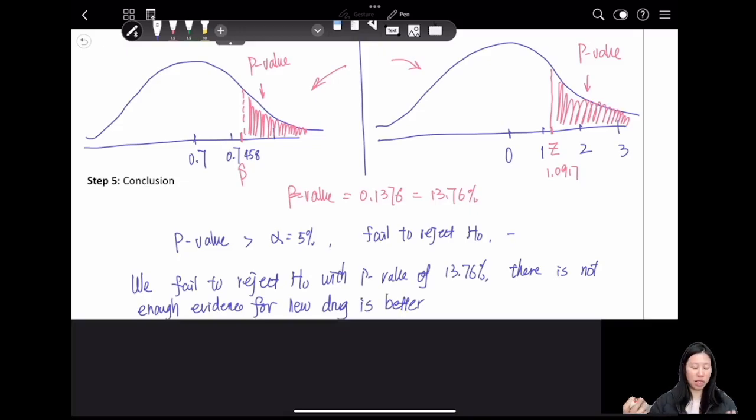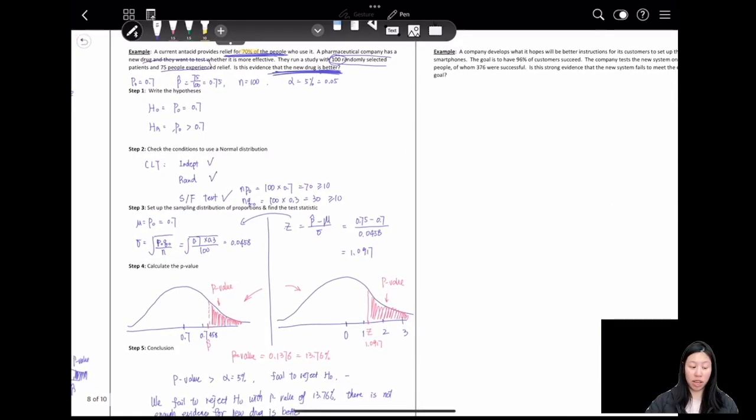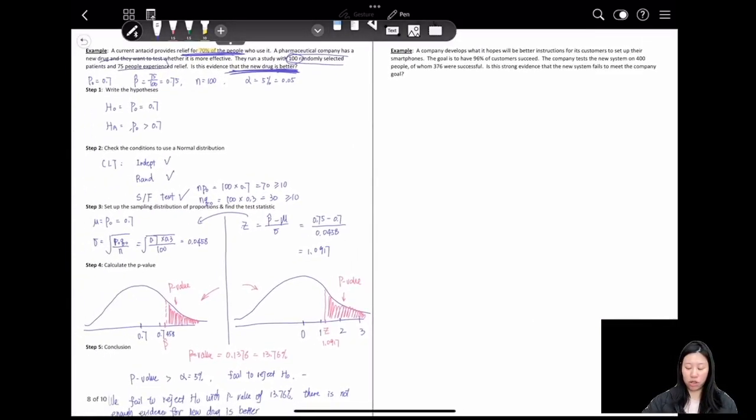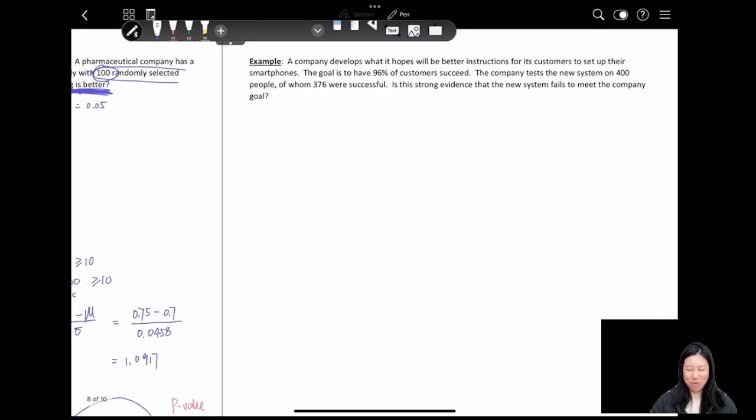Okay, so that's the whole thing for the hypothesis test. Now let's use another example and try this. Step 0, extract the important information.